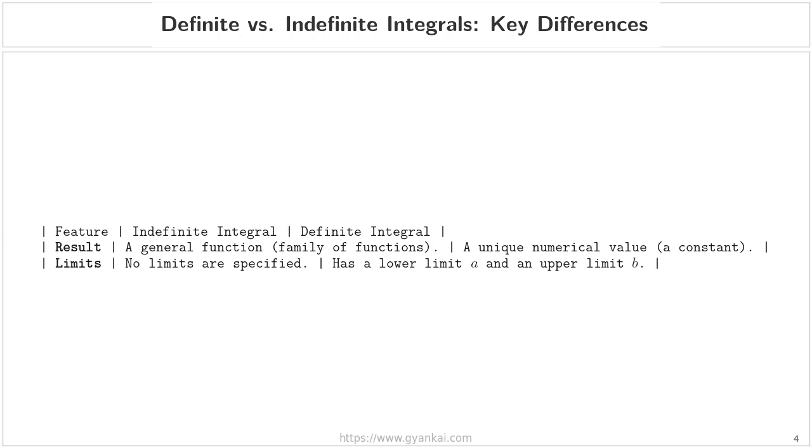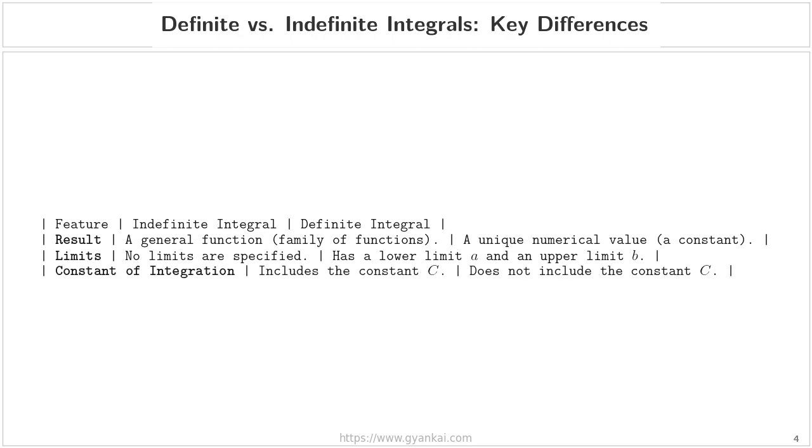Now let's look at limits. With indefinite integrals, we don't specify any boundaries or limits on the integration. We're finding the most general antiderivative. But with a definite integral, we always have a lower limit, which we denote as a, and an upper limit, denoted as b. These limits define the interval over which we're calculating the integral.